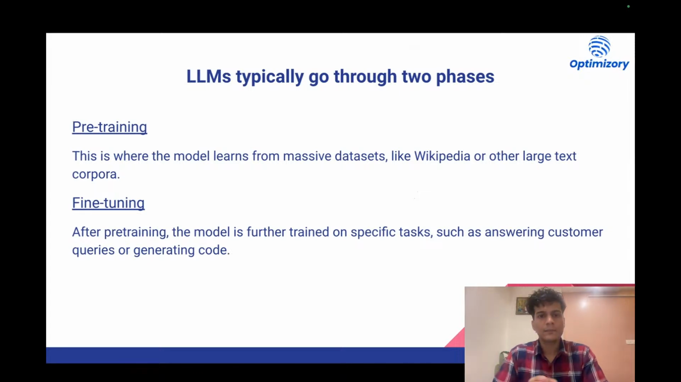So the training of LLM typically goes through two phases. There are two phases of LLM training. The first one is pre-training of any LLM, and the second one is fine-tuning. So these are the two phases. So what is pre-training? Pre-training is a phase where our model learns the basic things.